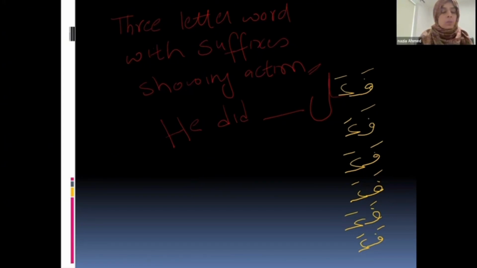Using the same mold, fa, ain, lam, letters which were given to me were fa, ain, lam. But suppose you give me the word jim, ain, lam. So I'm going to put the 3-letter words here, and I can make ja'ala, means he made.